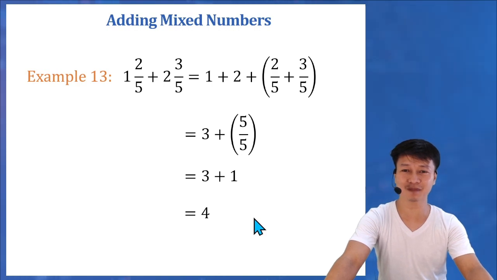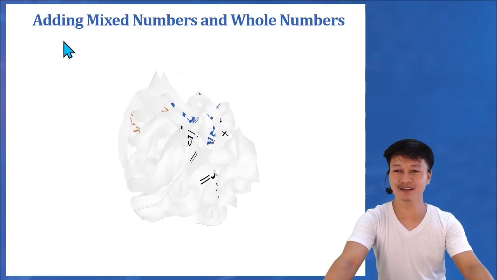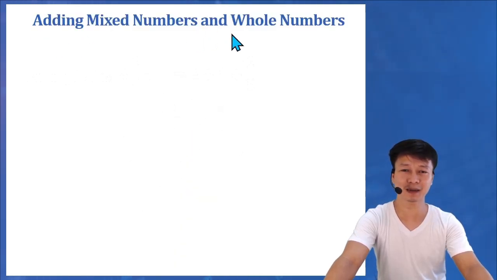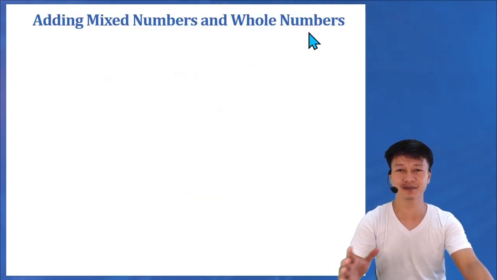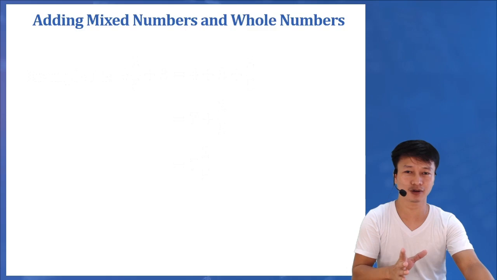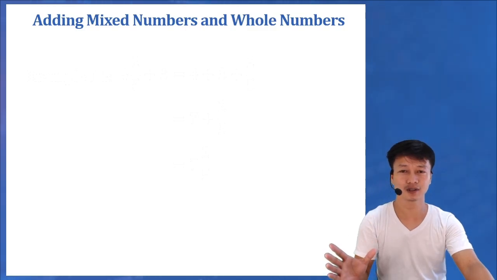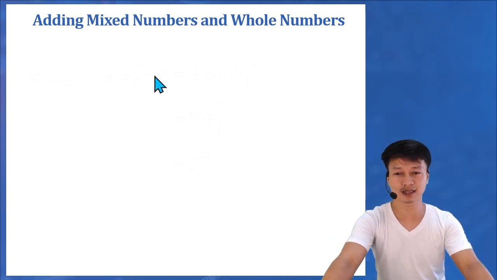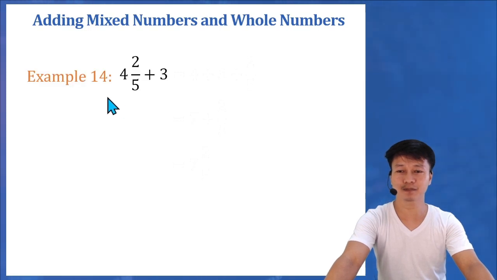I think meron pa tayong iba pang mga couple of examples. So, we have adding mixed numbers and whole numbers. So, this time, a mixed number is to be added to a whole number, or vice versa, a whole number to be added to a mixed number. So, we have example number 14. We have 4 and 2/5 plus 3.